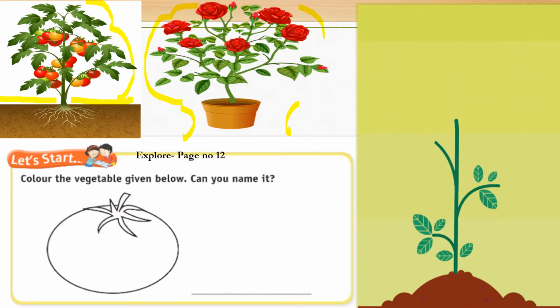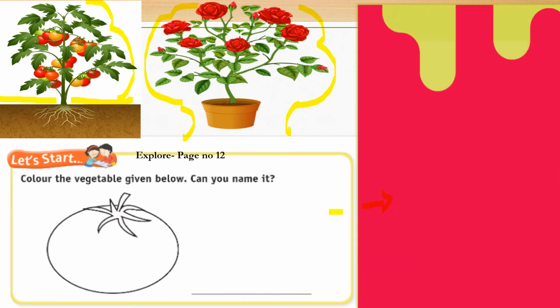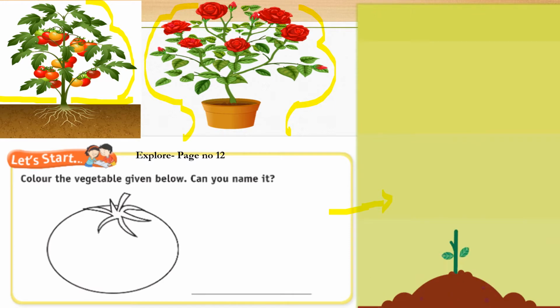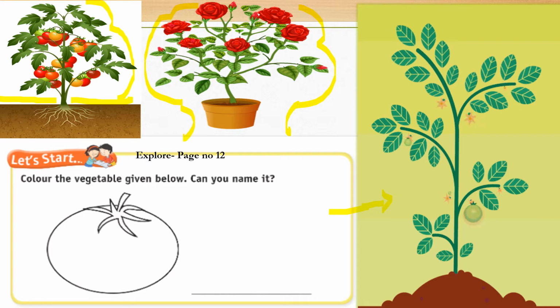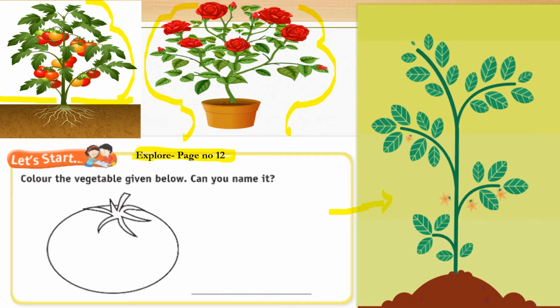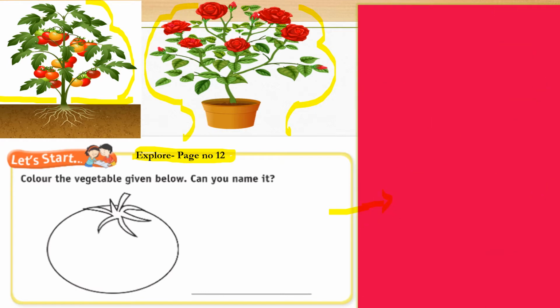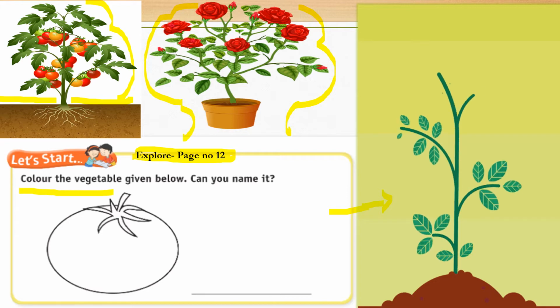In another picture you can see how we can grow a tomato plant with the help of tomato seeds. So you can try it at home in your pot, students. Now, today we are going to start our new lesson number 2, the tomato plant. Open page number 12. There you can see a picture of a vegetable. You have to observe the picture, recognize it, color it and give a name to it.